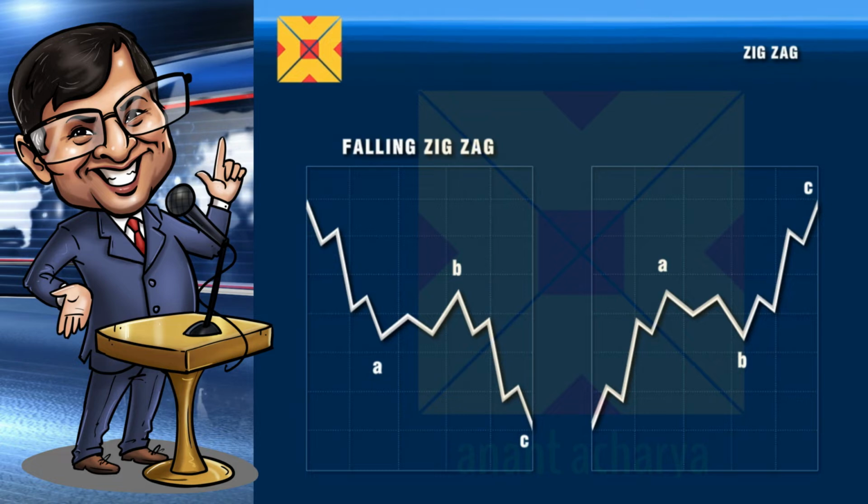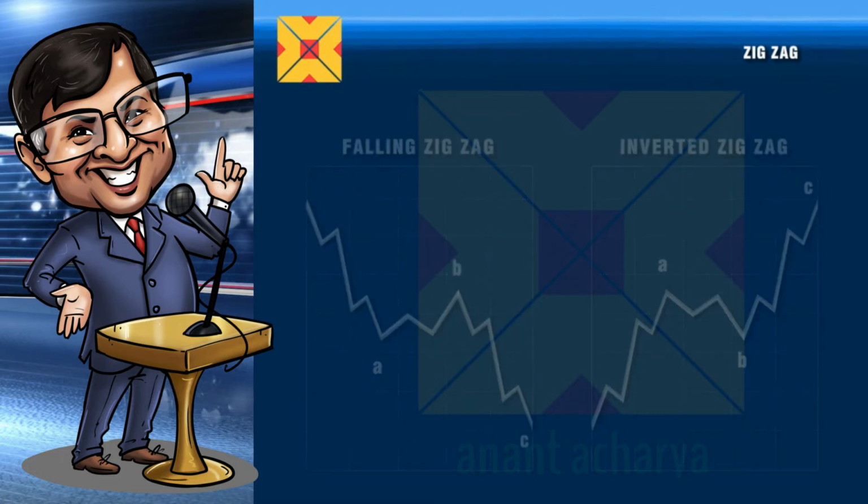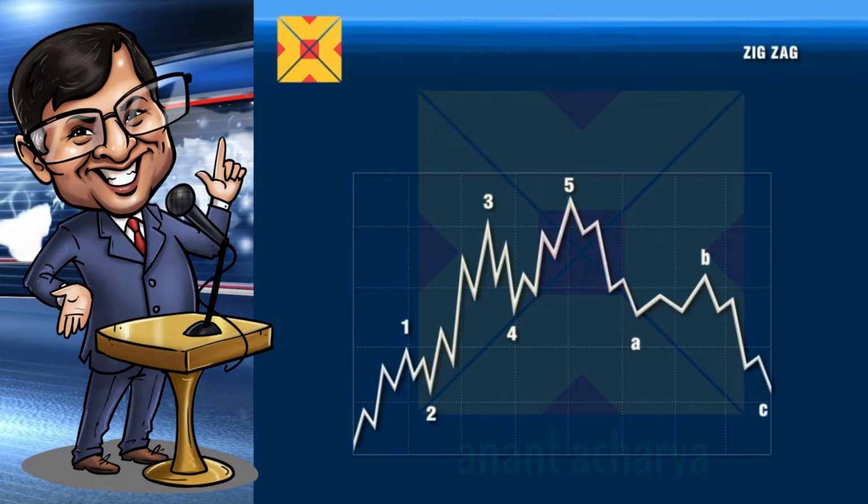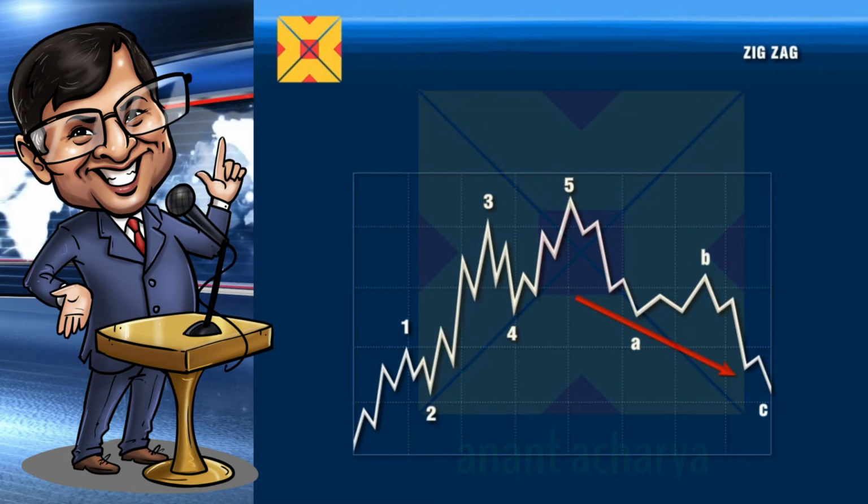Zigzags in a bear market are also called inverted zigzags. Zigzags represent the first variety of corrections, namely the sharp correction. While unfolding in a zigzag, markets tend to retrace a large portion of the earlier motive wave.